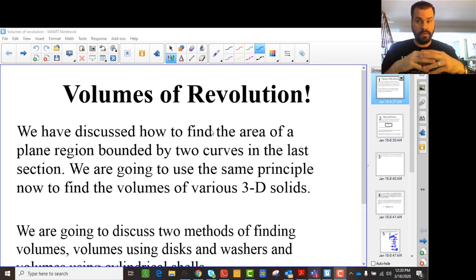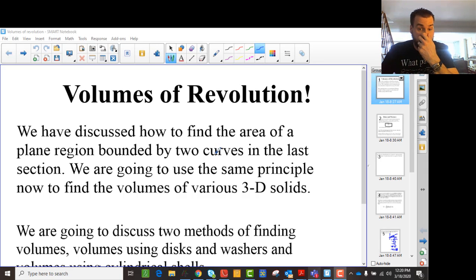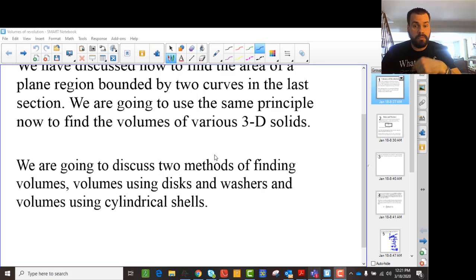So the next thing we're going to do is talk about volumes of revolution. We've discussed how to find the area of a plane region bounded by two curves. So that's what we've been doing. And now we're going to take that and rotate it to make it three-dimensional. So we're going to find a three-dimensional solid from a two-dimensional object by rotating around the x or the y axis. We're going to discuss how to do that with discs and washers and then with cylindrical shells.